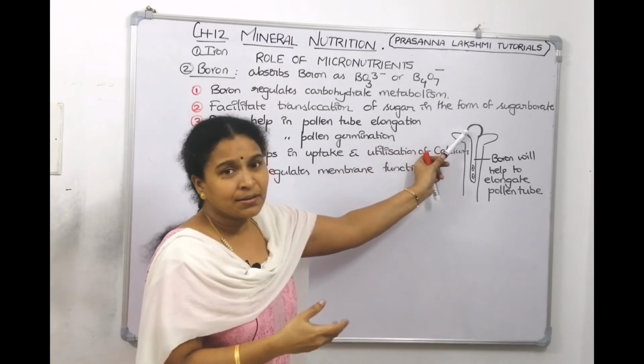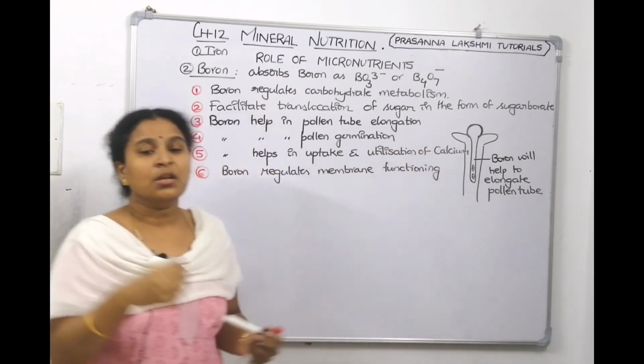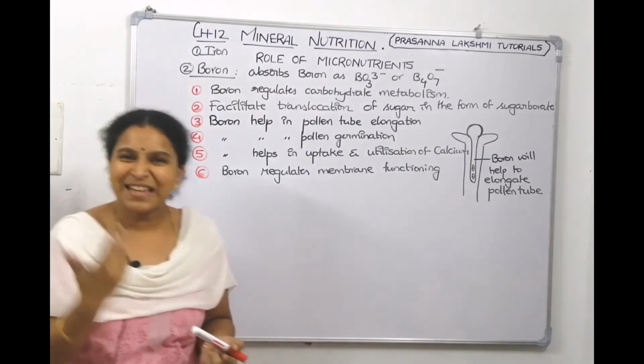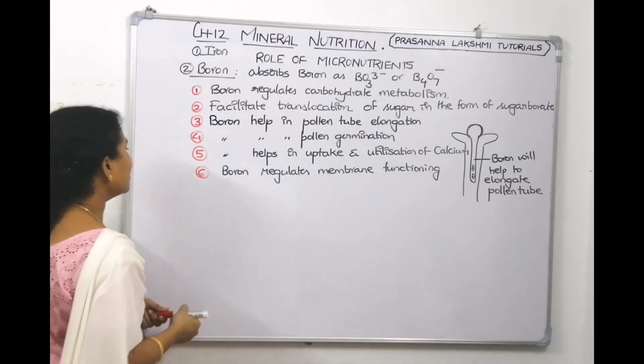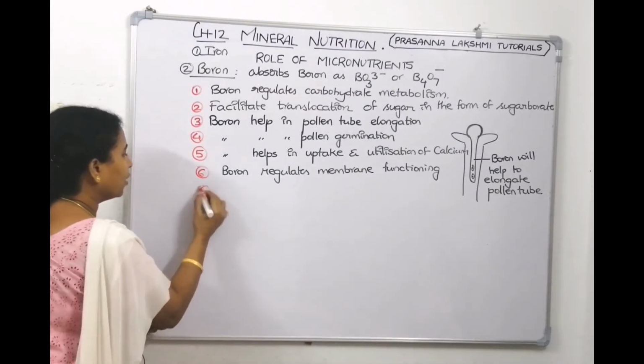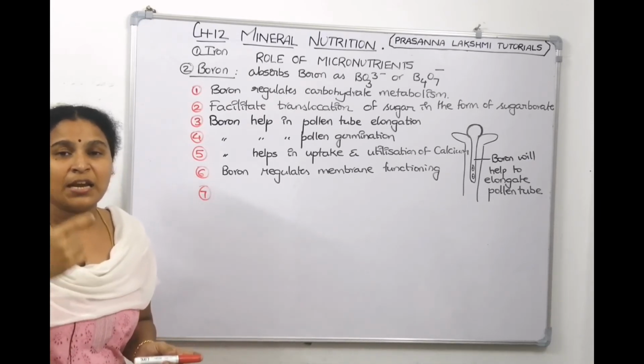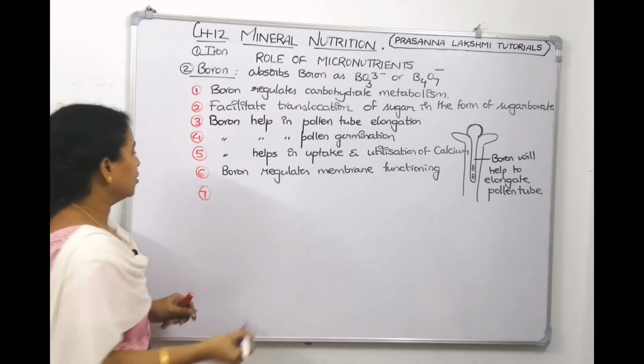So this is the pollen grain. It's a cell only. Cell elongation. It helps in cell elongation. It helps in cell differentiation. It helps in cell germination. So the last point we can tell is boron helps in cell germination, cell elongation and cell differentiation.